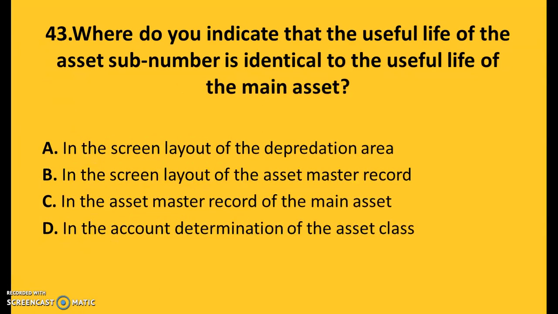Where do you indicate that the useful life of the asset sub number is identical to the useful life of the main asset? In the screen layout of the depreciation area, in the screen layout of the asset master record, in the asset master record of the main asset, or in the account determination of the asset class. The answer is B, in the screen layout of the asset master record.